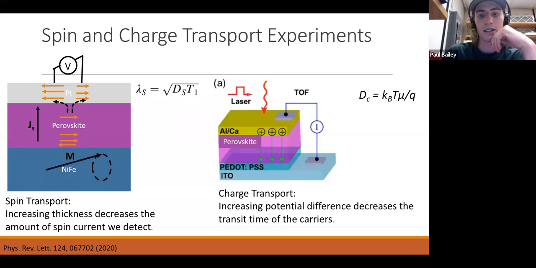If we increase the potential difference, that's a larger electric field acting on our carriers, and they will have a smaller transit time. It will take them less time to go across our material. And from that, we can extract the mobility. The rest of these are the temperature and the charge of your carriers, which we already know, and so we can extract the charge diffusion coefficient. And so if the charge diffusion coefficient and the spin diffusion coefficient differ by maybe orders of magnitude, then that means we can say that the process cannot be the same.